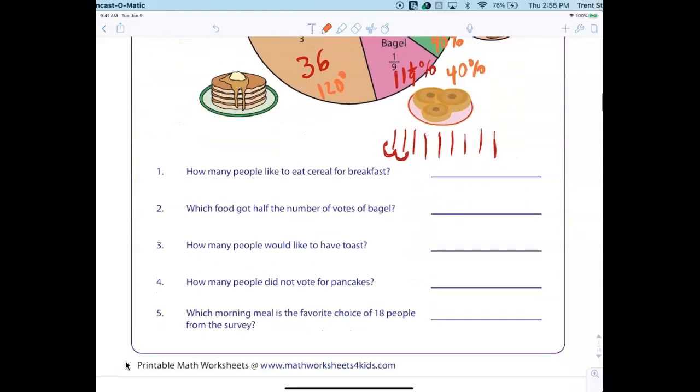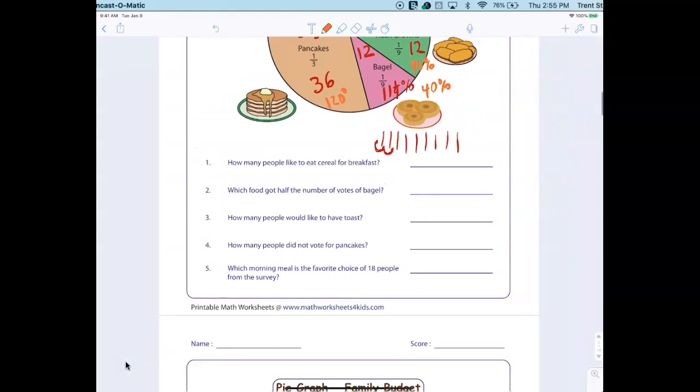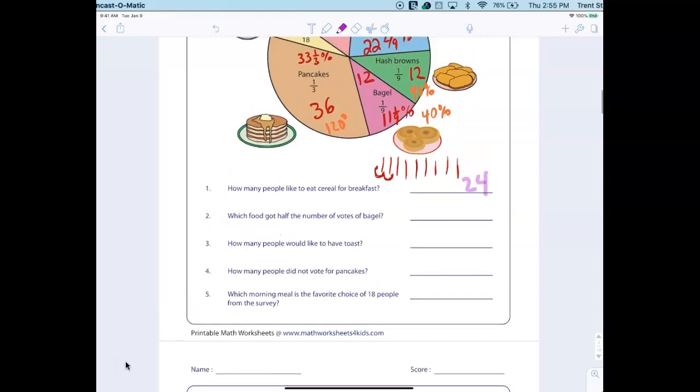All right, so now let's look down and answer these questions. How many people like to eat cereal for breakfast? 24, right? Is that right? Yeah. All right. Which food got half the number of votes of the bagel? Eggs. All right, how many people would like to have toast? 18. How many people did not vote for pancakes? 72. Good job, guys. And which morning meal is the favorite choice of 18 people? Toast.